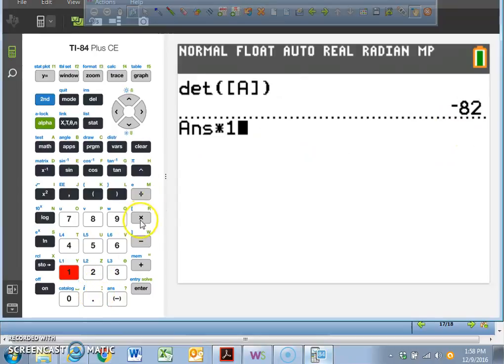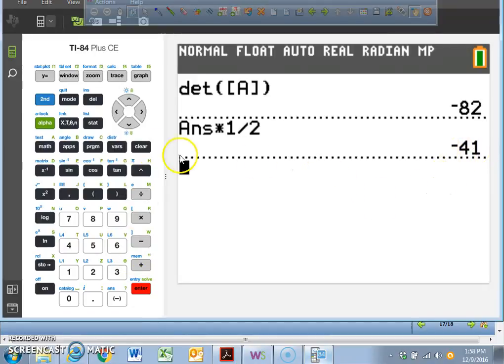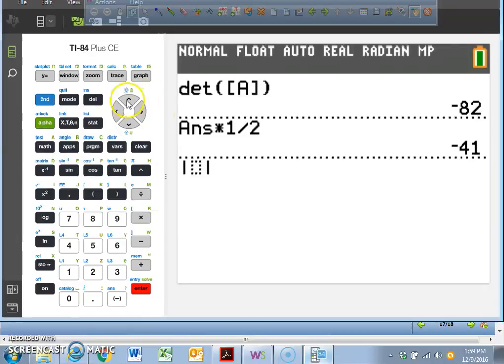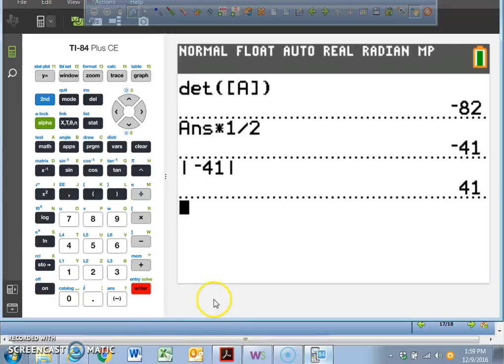Times half. We're going to take the absolute value of that. Absolute value of negative 41, which is a positive 41. So all the work that we did there by hand was indeed correct. All right, so we have 8 non-calculator problems that will look exactly like those, just with the numbers being changed.